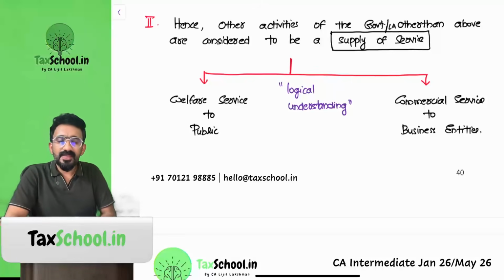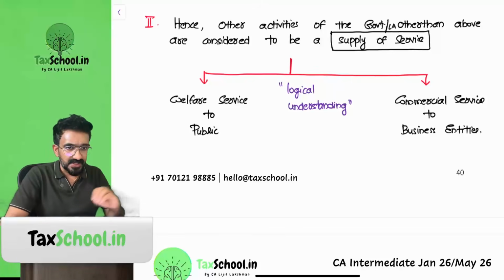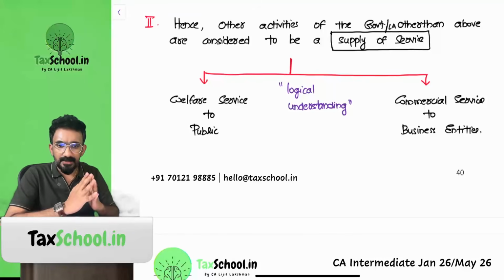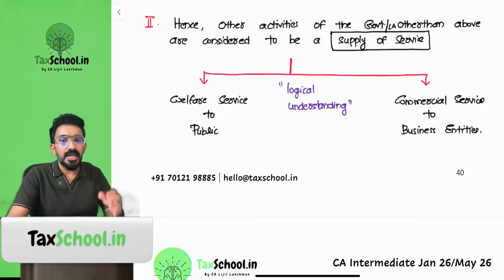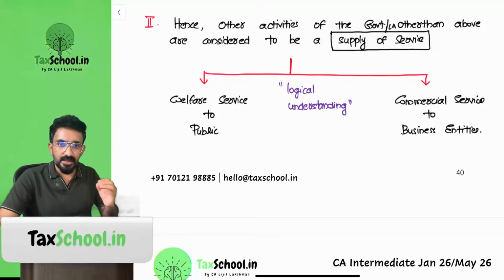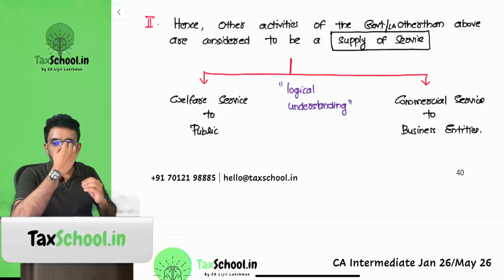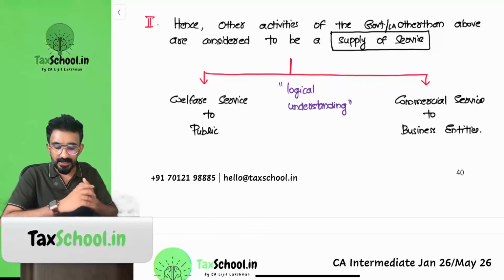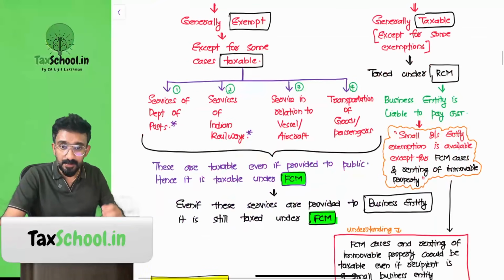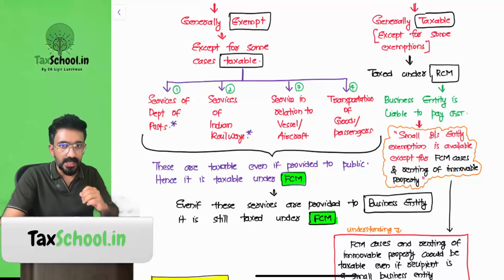The question is this: when they provide welfare-in-nature services, should there be GST applicability or should there not be? The fundamental understanding is that there should not be GST applicability. So if the services of the government are in welfare nature, who would be the beneficiary, the customer or the recipient of these welfare services? Will the business entity be receiving welfare services from government, or the public in general? The public in general will be getting it. So I'm saying the services provided by government or local authority to the public are welfare in nature.